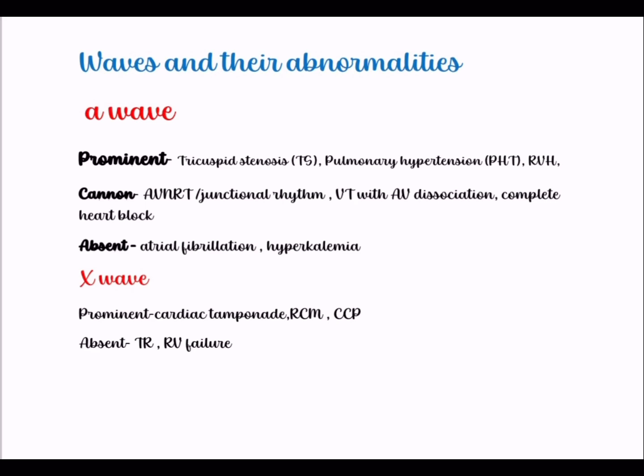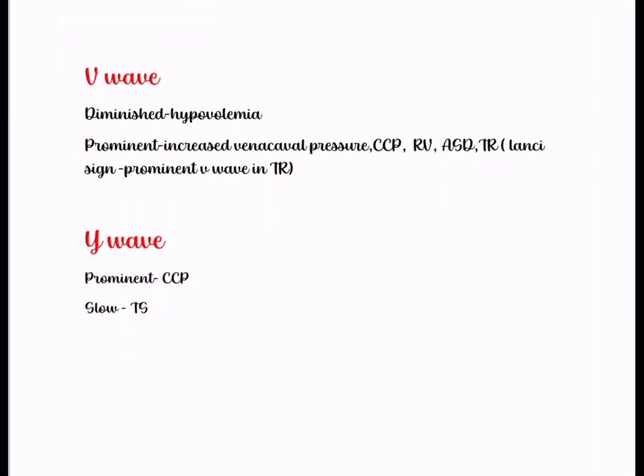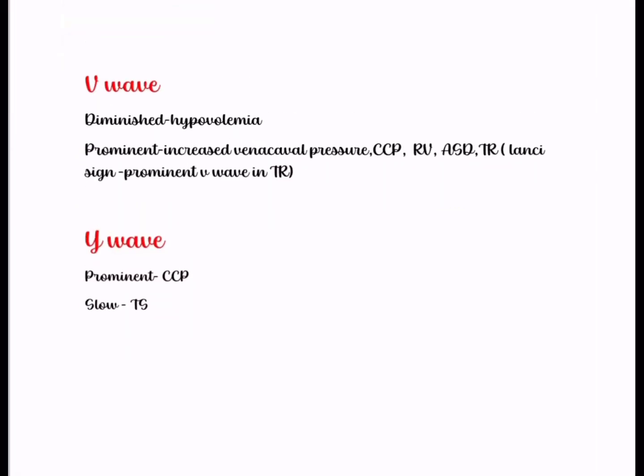X wave will be prominent in cardiac tamponade, restrictive cardiomyopathy, and constrictive pericarditis, and it will be absent in the case of tricuspid regurgitation and RV failure.